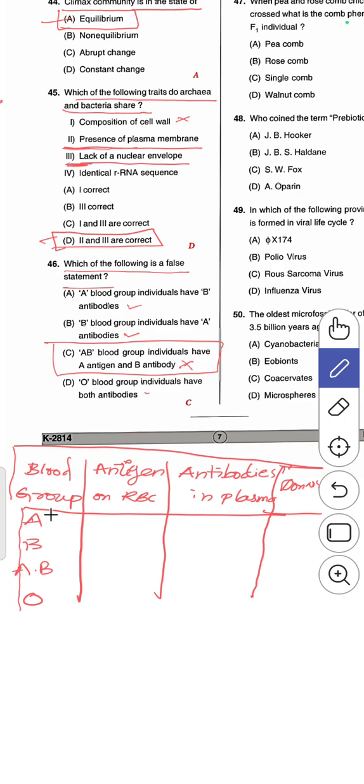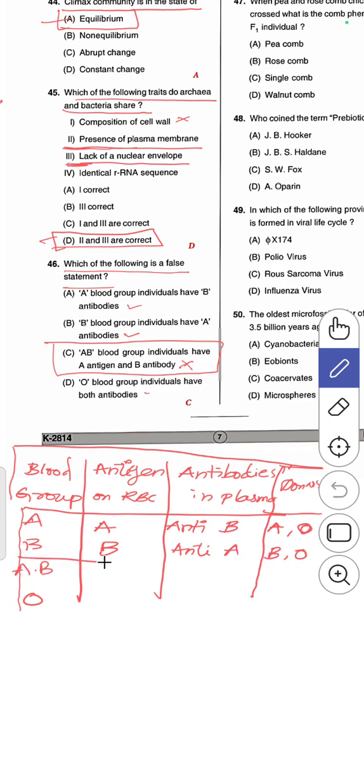In case of A blood group, the membrane of the RBC contains the antigen A. Antibodies in the plasma would be anti-B. The donors of blood group A are A and O. Then in case of B blood group, the antigen on RBC would be B, the antibodies in plasma are anti-A, and the donors are B and O.